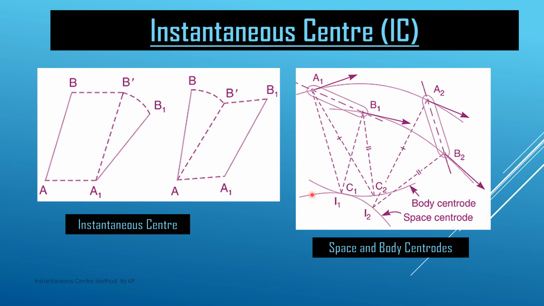The locus of such instantaneous centers I1, I2 and then further I3 and I4 is called the space centroid. If we consider the C1 point with respect to the link A1 B1, this also changes its position from C1 to C2. When the A1 B1 position is there, the point is C1, and when the link changes its position to A2 B2, it is C2. So C1 and C2 also change with respect to the link, and the locus of such points C1, C2 and C3 is called the body centroid.